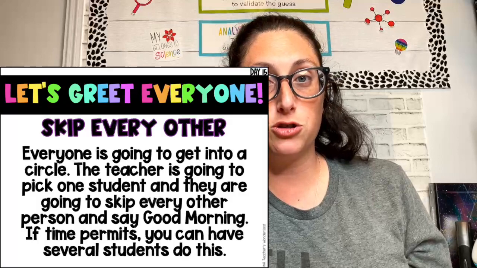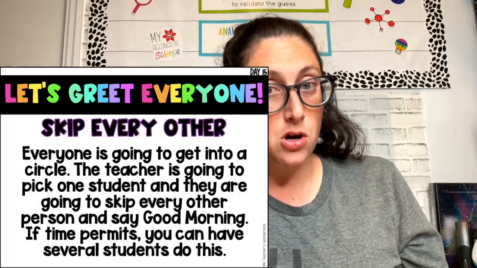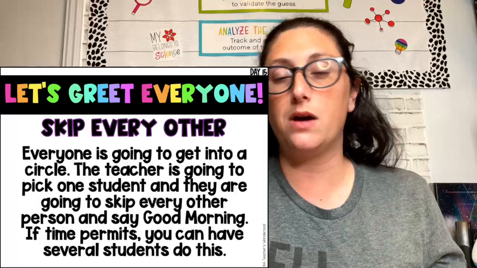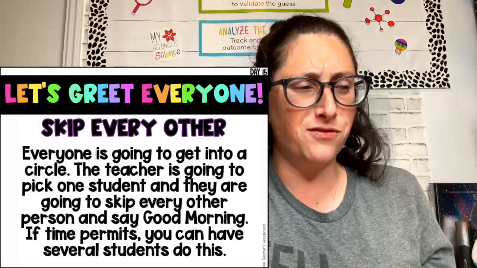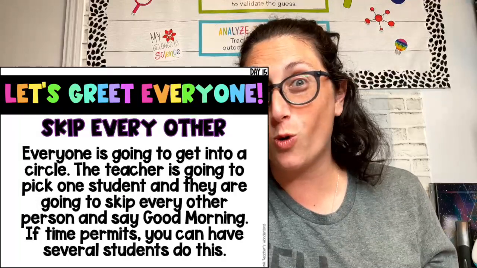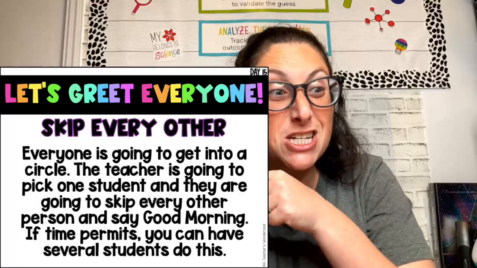So you need to either include yourself if you have an even number of students, or you need to exclude yourself if you have an odd number of students. Either way, it works out. It's also really fun. They're like, "Oh, they were skipping." And then when they get to skip you, they're like, "We skipped the teacher."